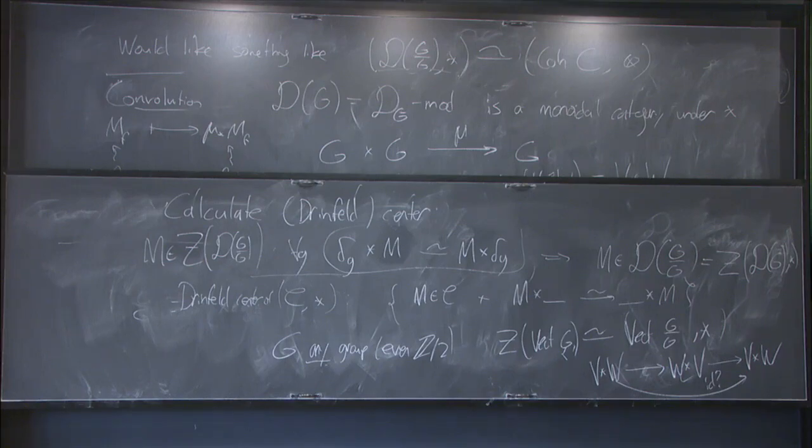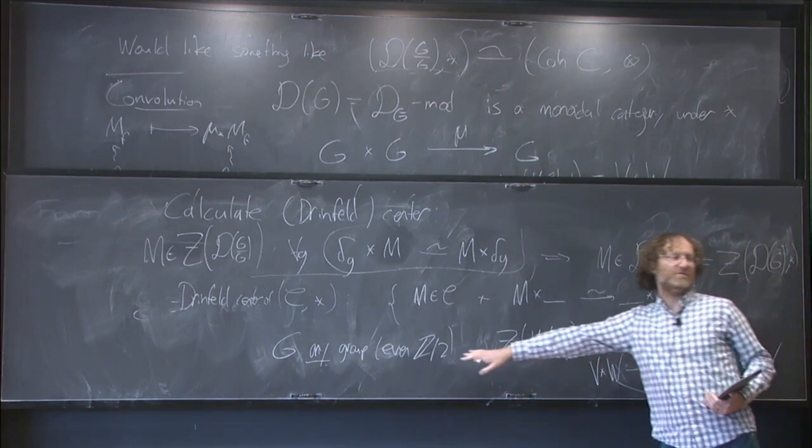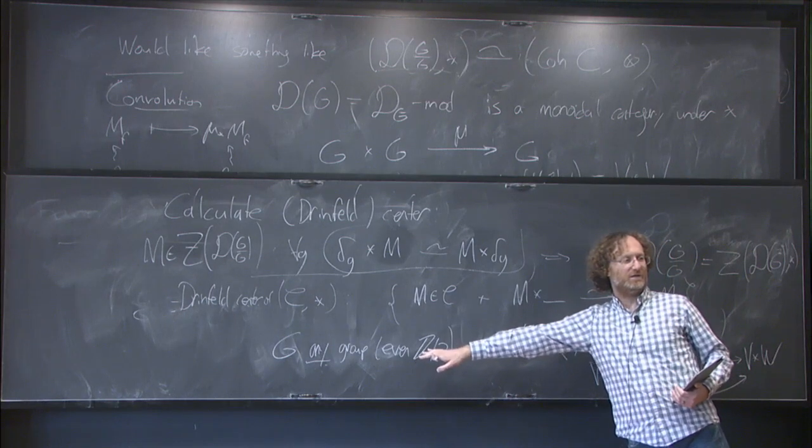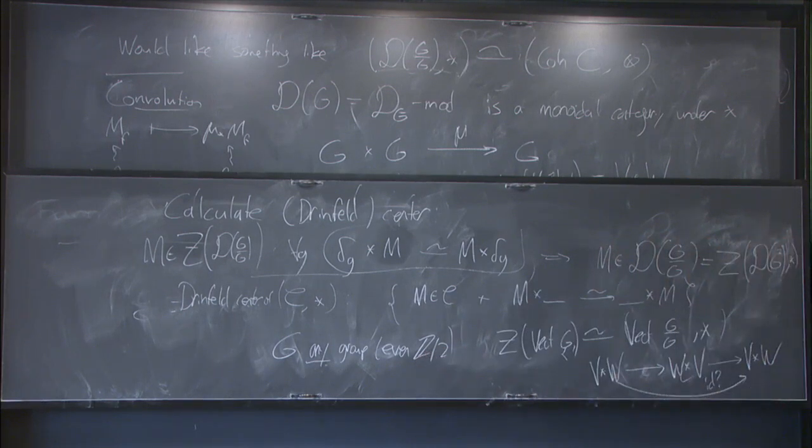Just thinking through the example of a finite abelian group, even Z mod 2, is enlightening. This category is always a braided tensor category. It has an isomorphism like this, but it satisfies a more complicated thing. It satisfies the braid relations.